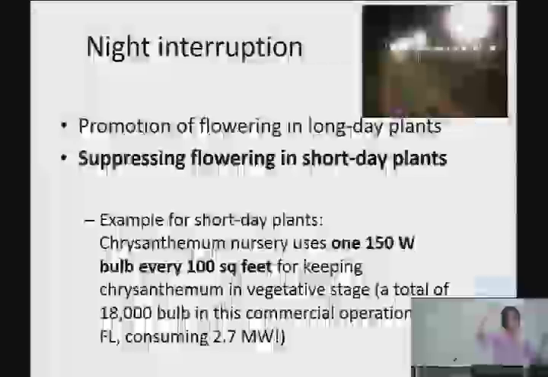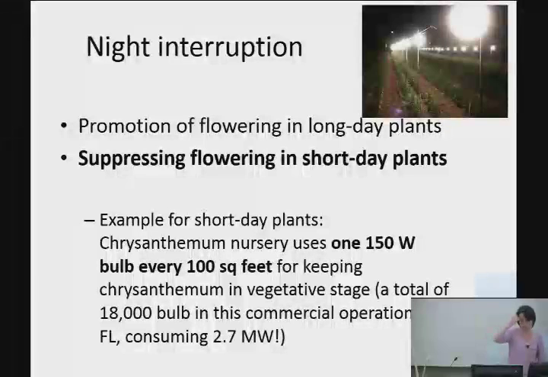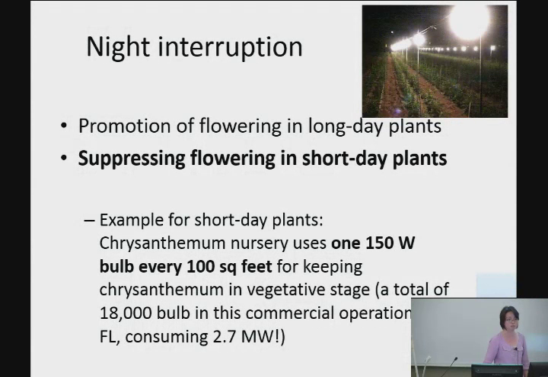But because of the huge operation, Florida chrysanthemum propagation is a huge industry. And this one company, not the total of Florida, one company, has to deal with 18,000 bulbs, 150 watt per bulb. So that is actually a 2.7 megawatt operation. So it's a lot of energy. And you know that incandescent lamp is very inefficient lighting because it generates a lot more heat, but not so much of the actual important light quality that plants can sense.